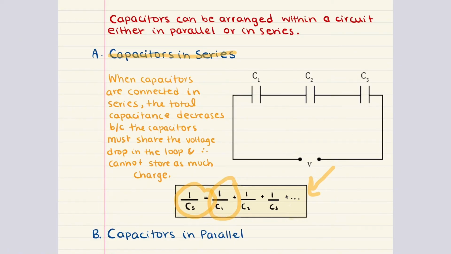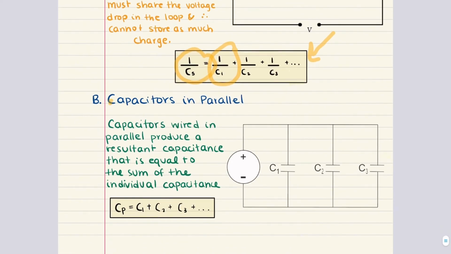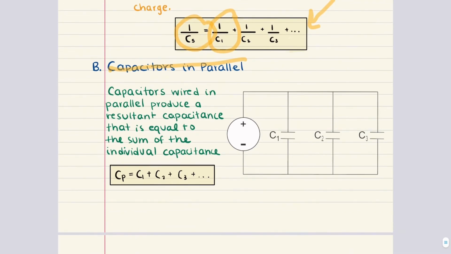Now, what about in a parallel configuration? The capacitors here are connected directly across the same 2 points in the circuit, meaning that each capacitor experiences the same voltage as the source. In this arrangement, the total or equivalent capacitance is the sum of the individual capacitances. So the total capacitance is equal to C1 plus C2 plus C3, and so on and so forth.